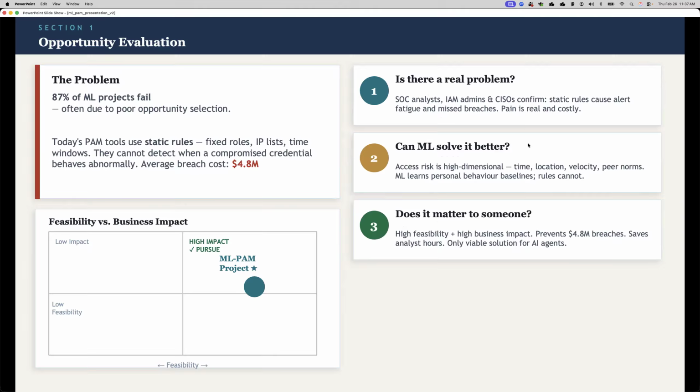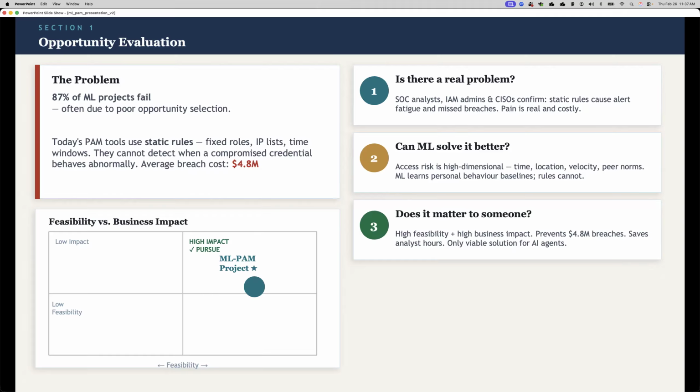First, is there a real problem? And the answer is yes. The legacy PAM systems make binary decisions based on static permissions. If an account has access, the system says, yes, you can access this system, let's say AWS or a virtual machine, a database, and whatnot, even if the behavior is completely abnormal.